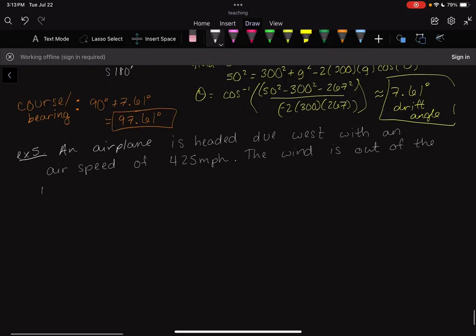Let's do northeast. But it's bearing 210 degrees. And find ground speed. Oh, I didn't say how fast it was going. My bad. Hold on. Erase, erase. There we go. 210.